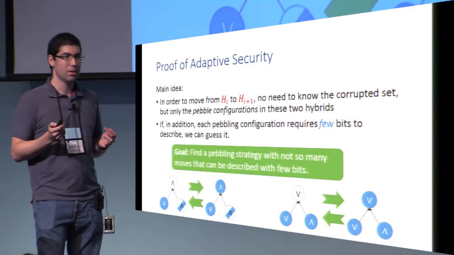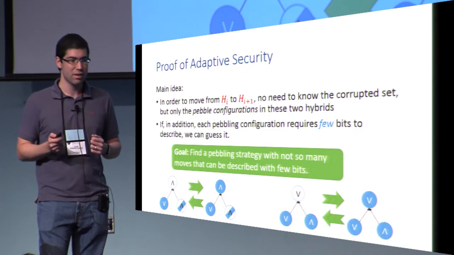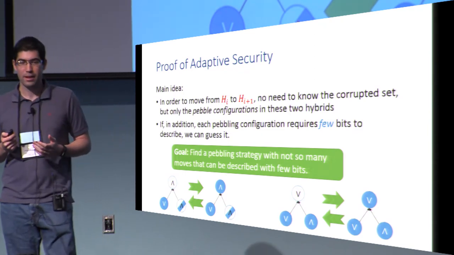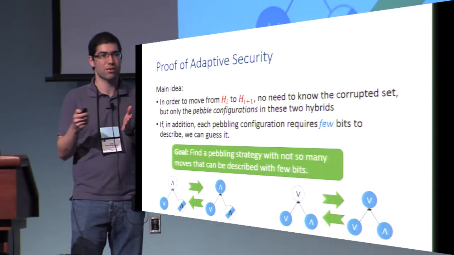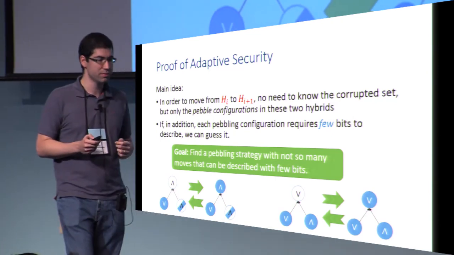So our goal now is to find a pebbling strategy for Boolean circuits with not so many pebbles at any point in time, and in which the number of hybrids or pebbling configurations is not so big. So this is the goal.